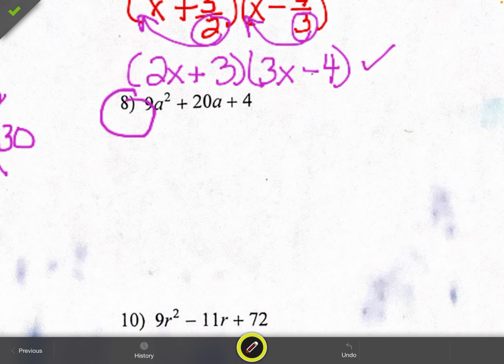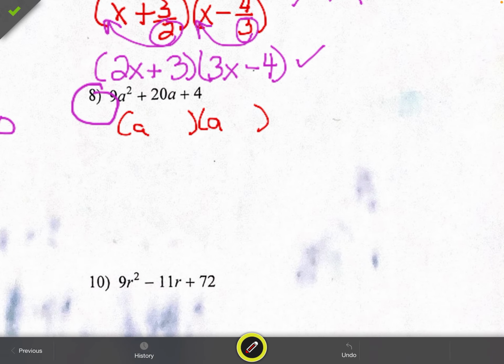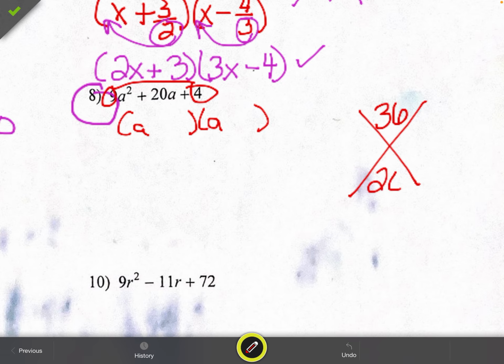All right, number 8. Okay, so set up my parentheses. I noticed the 9 in front of my squared, so that tells me I have to slide, divide, bottoms up. That should pop right into your brain now. So we've got to slide the 9 over with the 4. 9 times 4 is 36. So we're looking for factors of 36 that add up to 20.